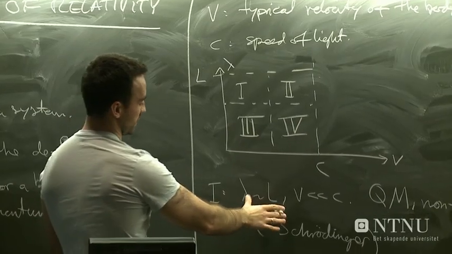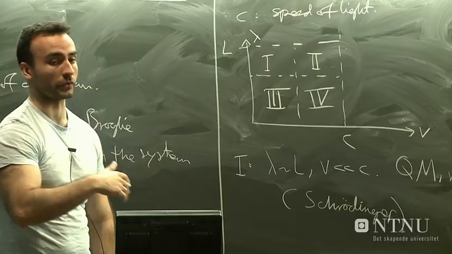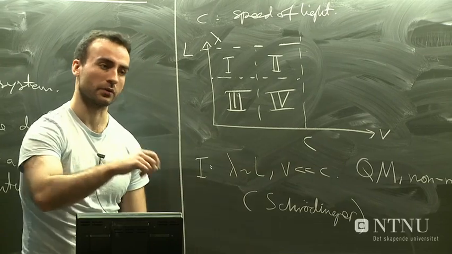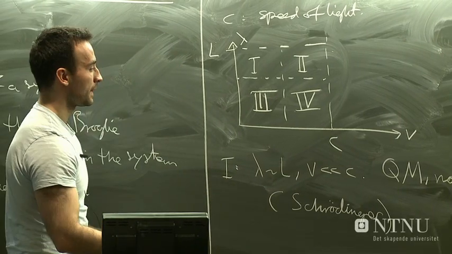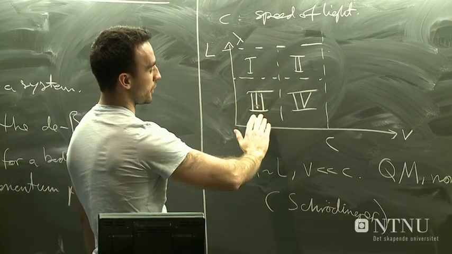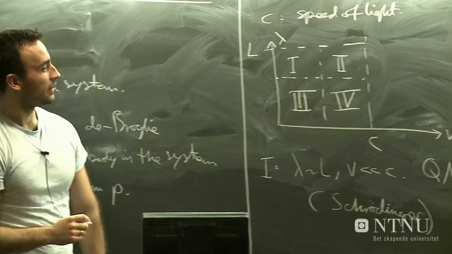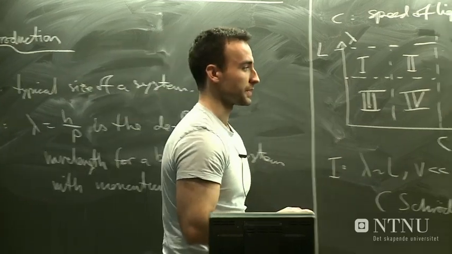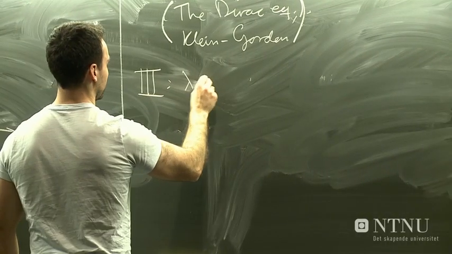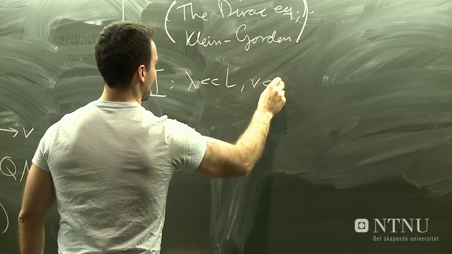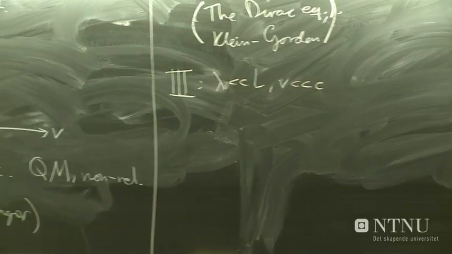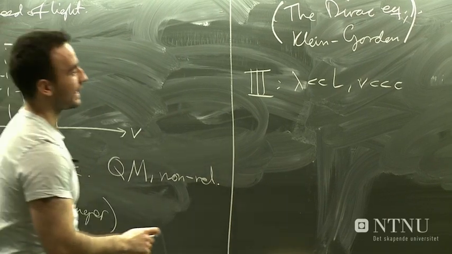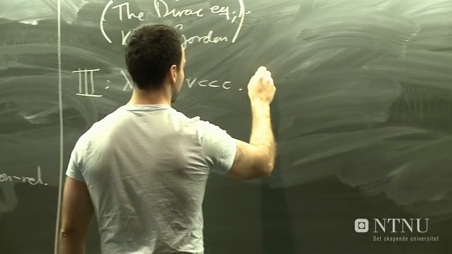So whenever the system size is comparable to the de Broglie wavelength, we have to use quantum mechanics. And then depending on the velocity, we use either non-relativistic or relativistic physics. So confining our attention now to the third and the fourth region, we now have the de Broglie wavelength, which is much smaller than the system size. And if the velocity is also much smaller than the speed of light, well, then we have classical mechanics.